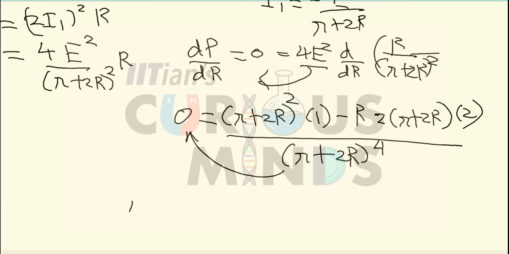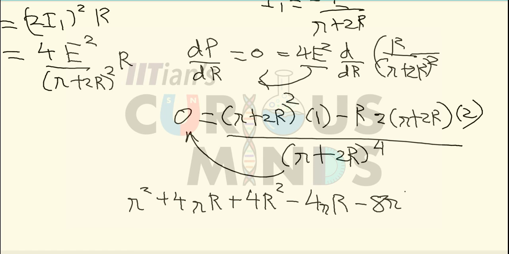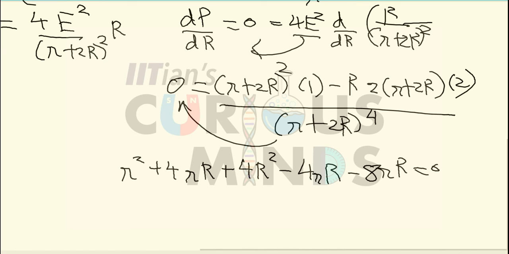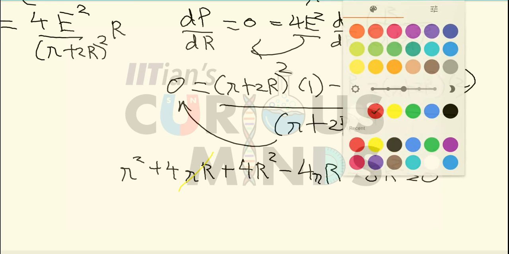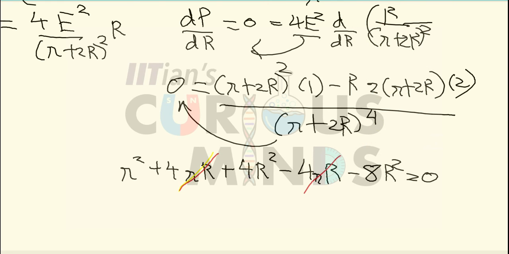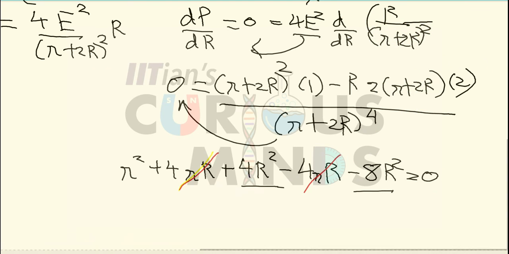When I open the bracket, it will be equal to r square plus 4 r R plus 4 R square, minus 2 r R, sorry, not minus 2. It will be minus 4 r R minus 8 r R, minus 8 R square, equal to 0. From this equation, 4 r R will get cancelled out. It will be equal to 4 R square minus 8 R square, which is equal to minus 4 R square.